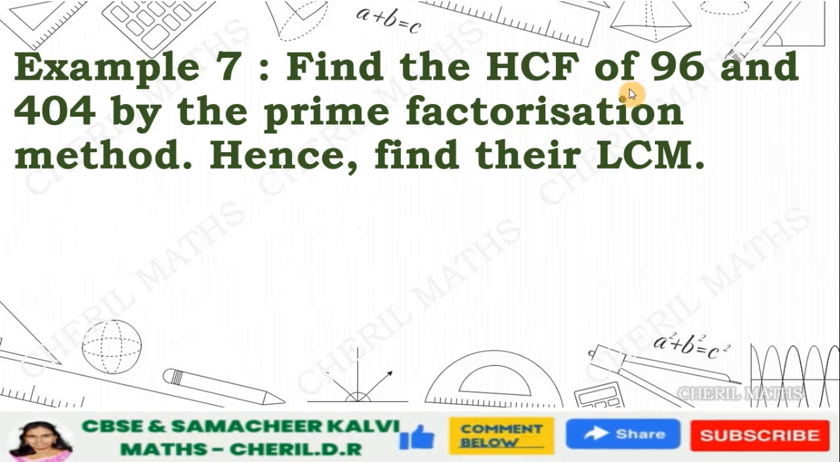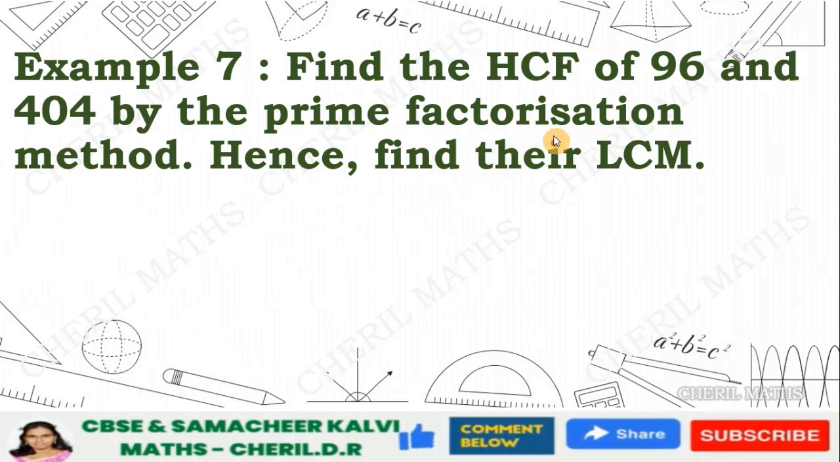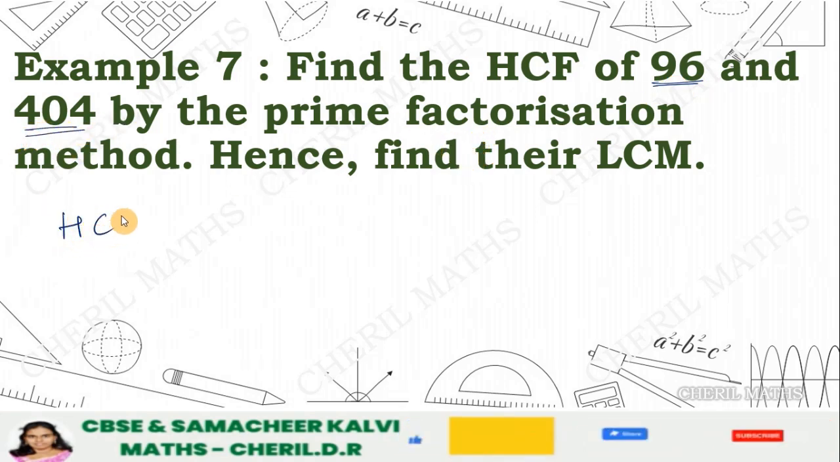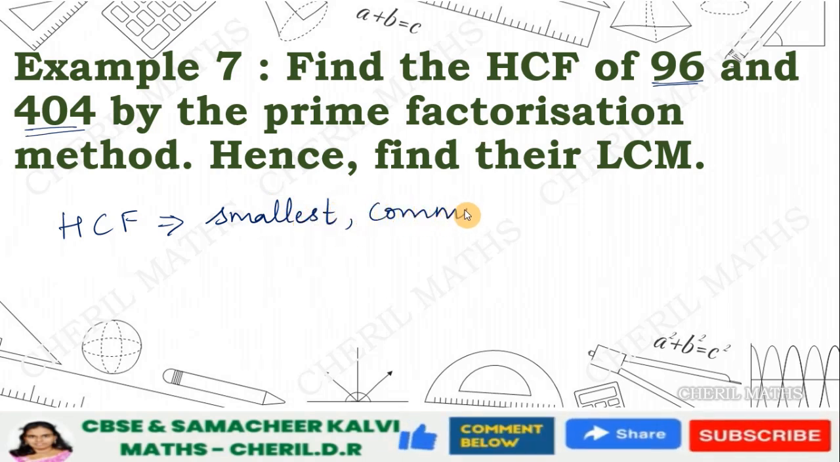Find the HCF of 96 and 404 by the prime factorization method and hence find the LCM. So they want us to find the HCF first. What is the HCF? Just now we saw it is the product of the smallest powers of the common factors only.